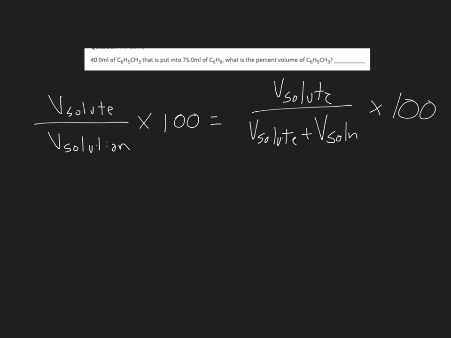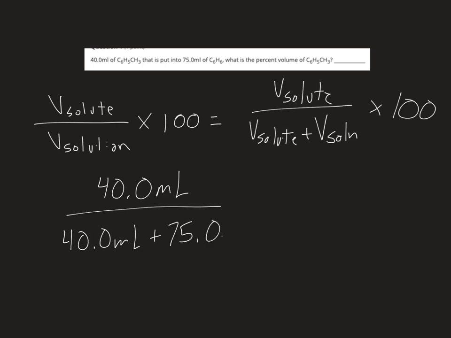So we have 40 milliliters divided by 40 milliliters plus 75 milliliters times 100. We're going to keep 3 sig figs in our answer because there's 3 sig figs in each of our measurements. So 40 divided by 40 plus 75, and then times 100, we get 34.8%.